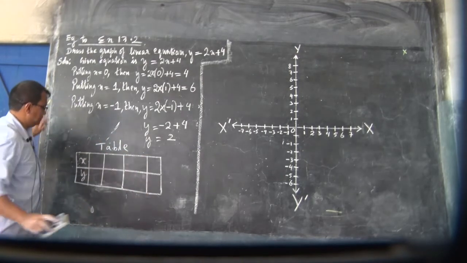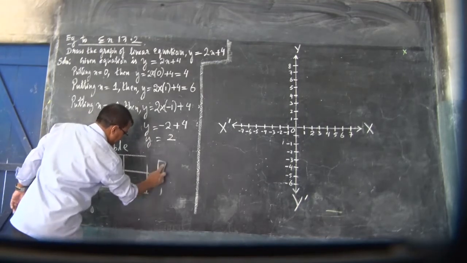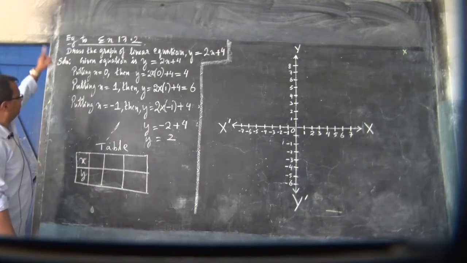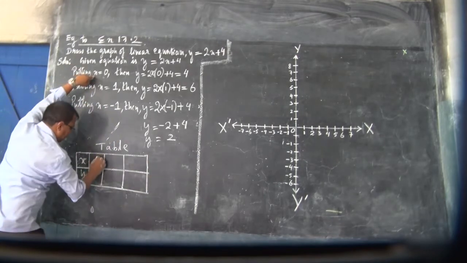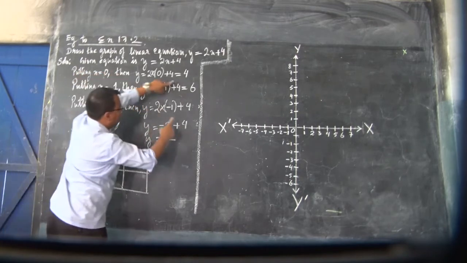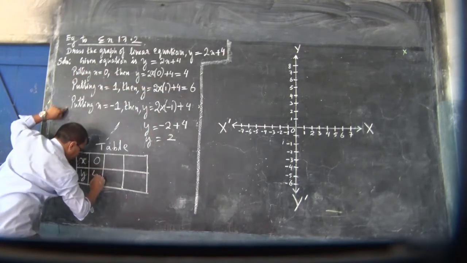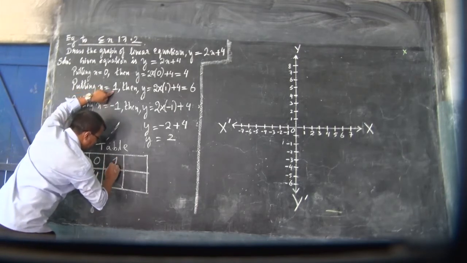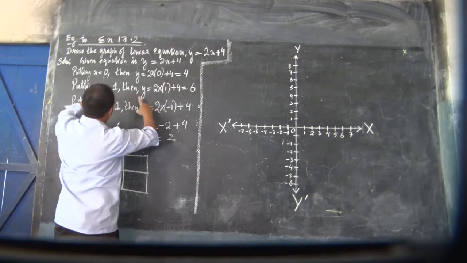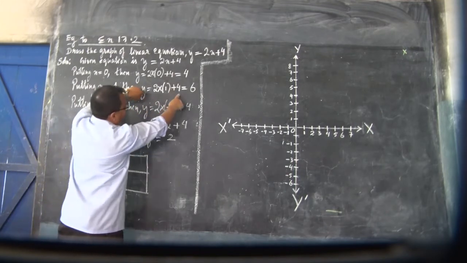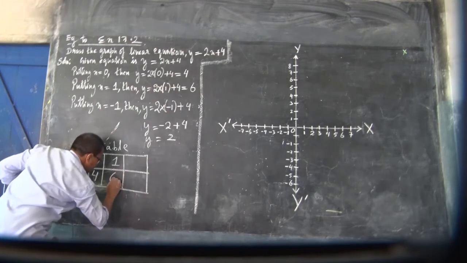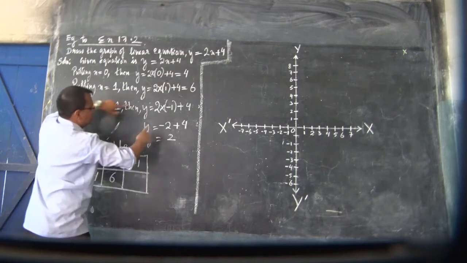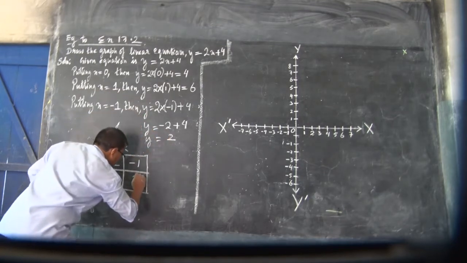Okay, I shall rub this one. Take a little more. Step number one, or solution number one. X equal zero, y equal 4. Then x equal 1, y equal 6. Then x equal minus 1, y equal 2. Okay?